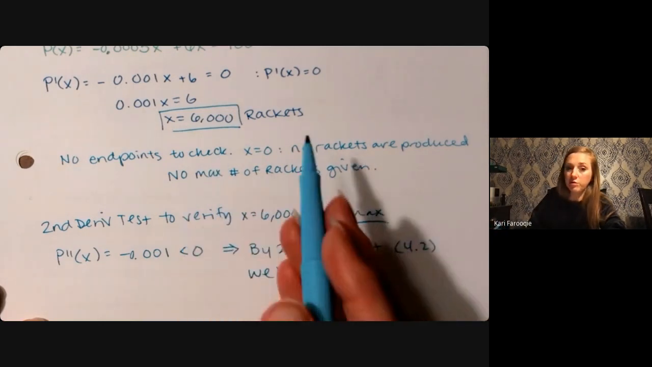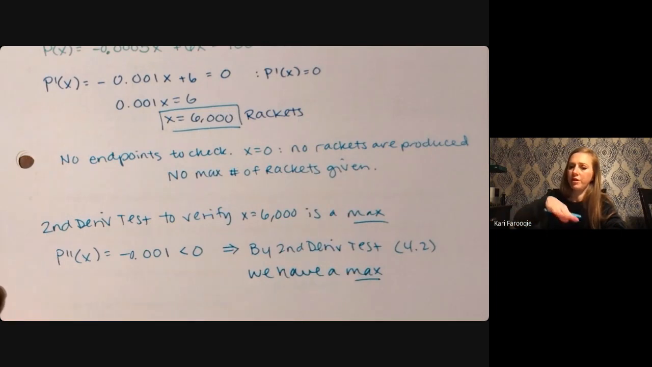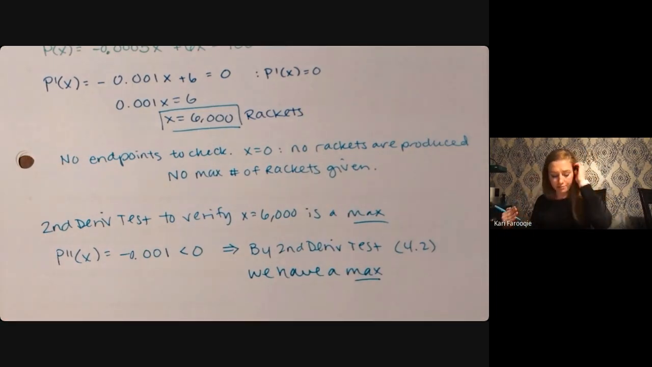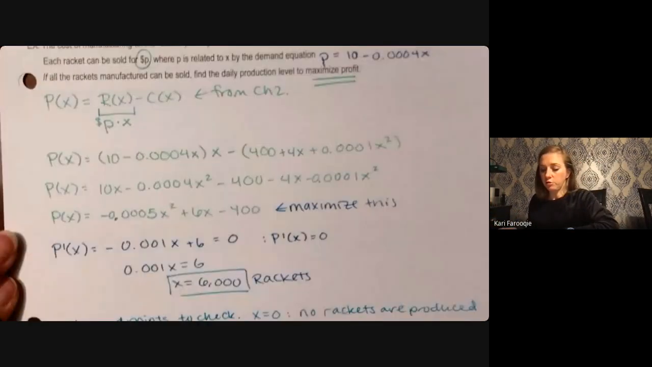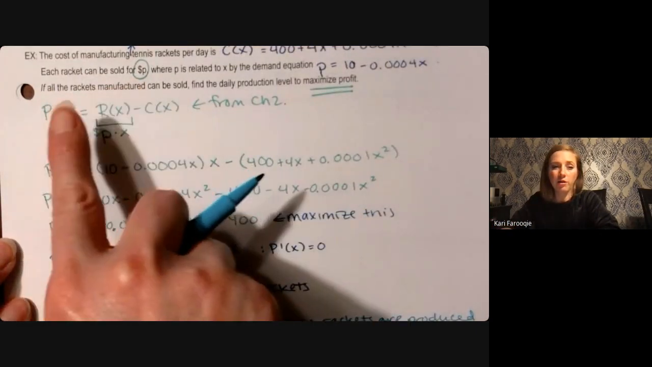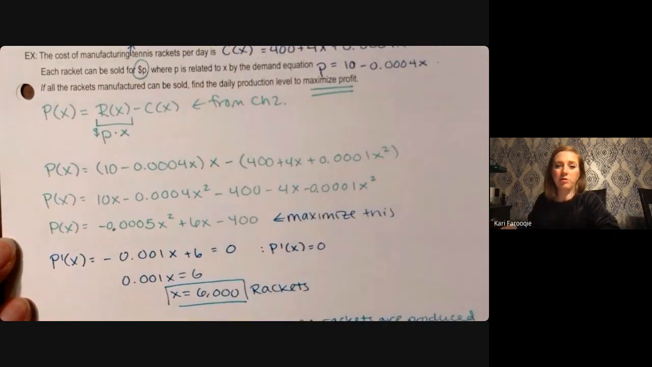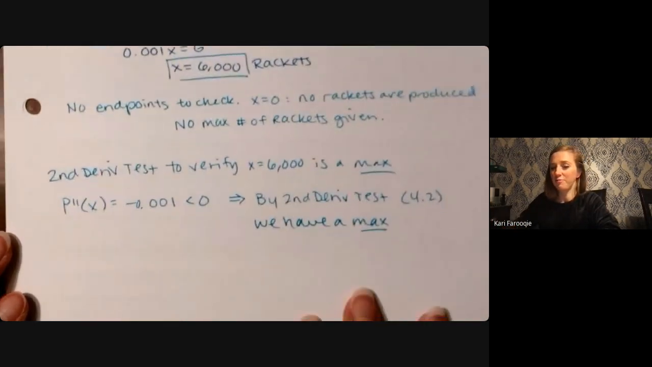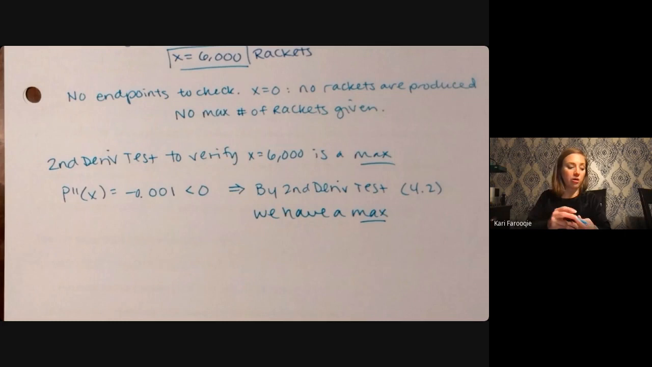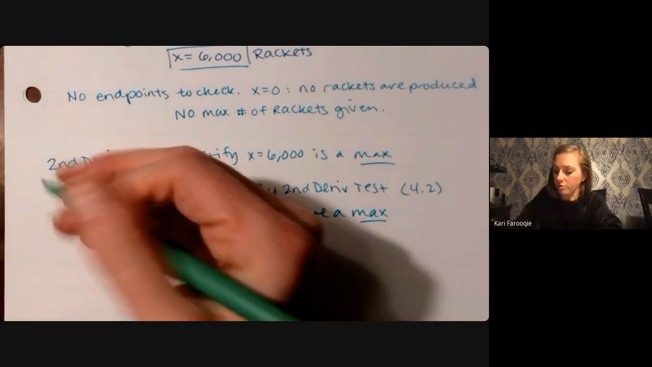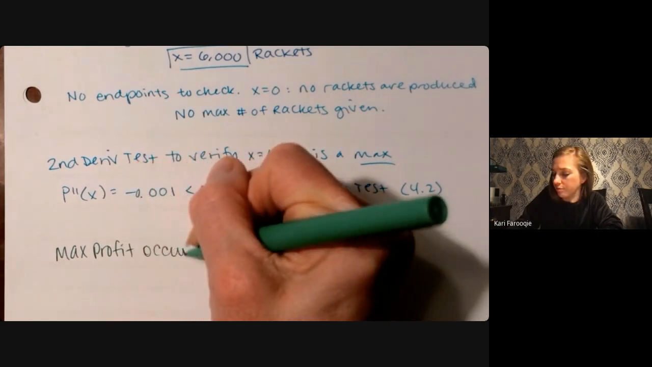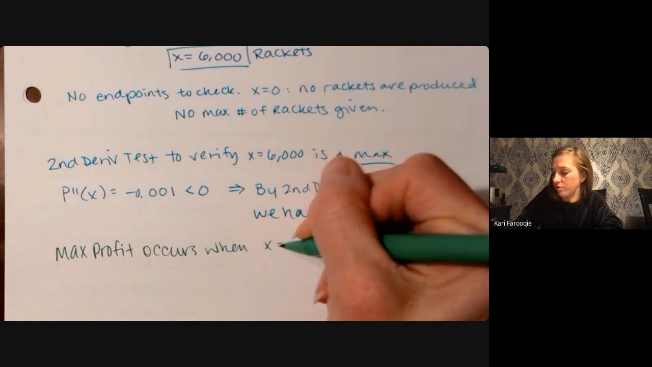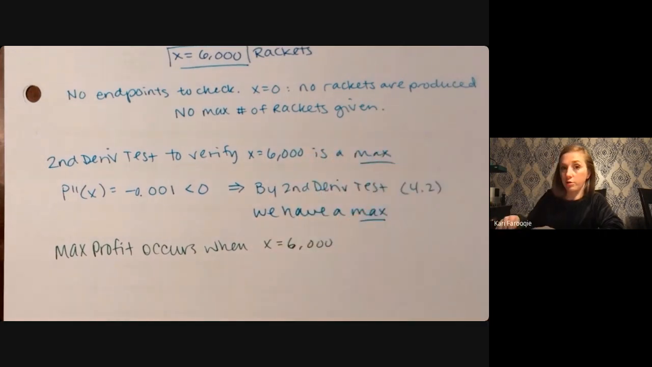So you knew it had to be one or the other because it was a critical number. You were just verifying that it was a maximum instead of a minimum. So your maximum profit, going back to what the question was actually asking you to find, if all the rackets manufactured can be sold, find the daily production level to maximize profit. I'm going to actually find the max profit. The max profit occurs when X equals 6,000. And now we can just find that profit function and evaluate it at 6,000.